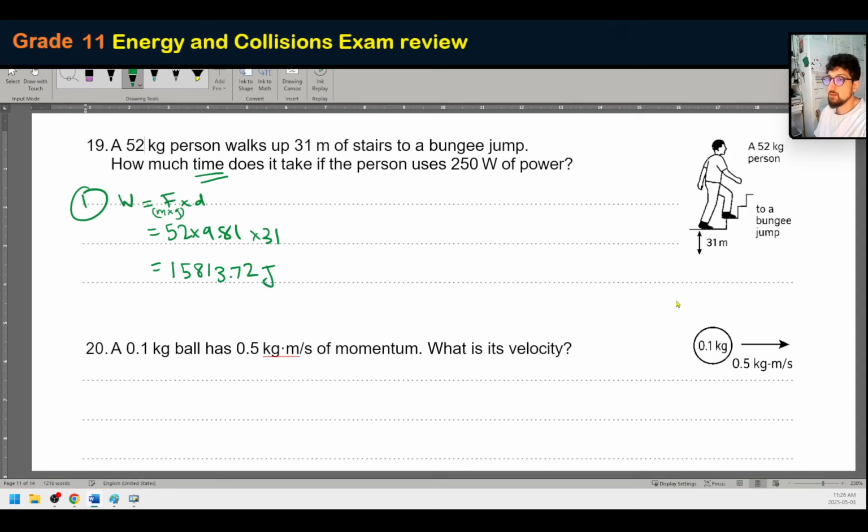I've worked out the work. Okay, so I've got the work. So what do I do with it now? Well, I know that power is going to equal energy over time, or work over time. So both are interchangeable in this case.